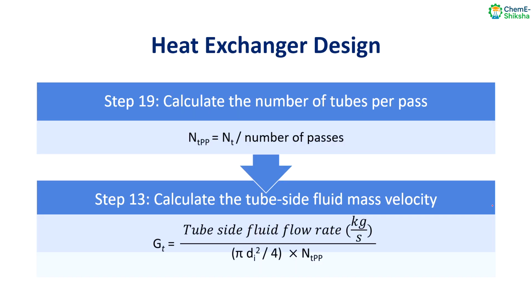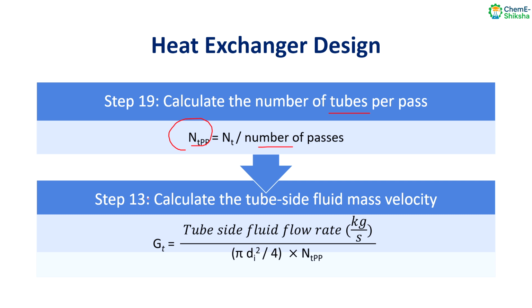Now after that we have to calculate the number of tubes per pass, that is NTPP. This equals the number of tubes divided by the number of passes. So if we divide the number of tubes by the number of passes, we can calculate the number of tubes per pass.